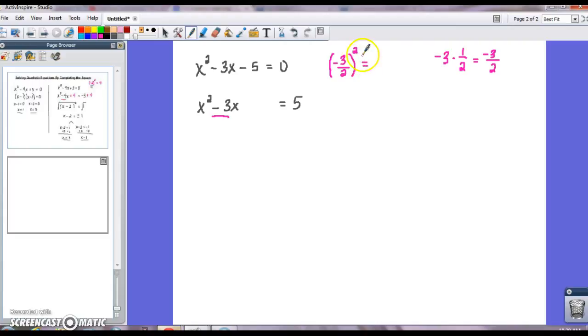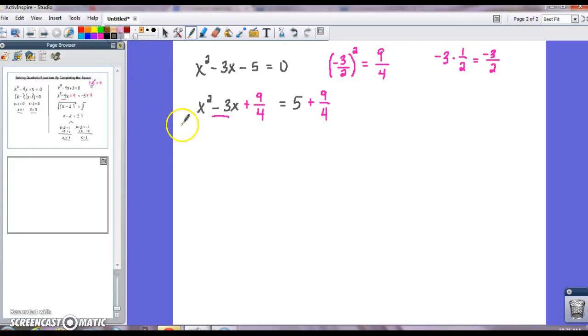When you square a fraction, square the numerator and square the denominator. Okay, so I'm going to add 9/4. And this is what always messes people up when they see fractions. Whatever you do to one side of your equation, you have to do to the other.